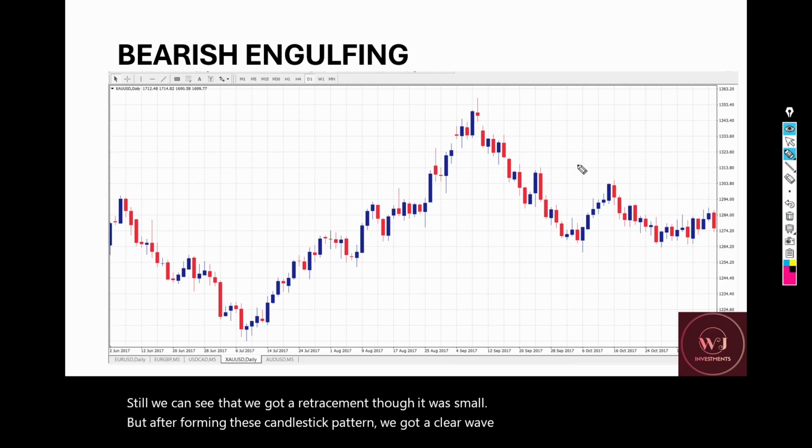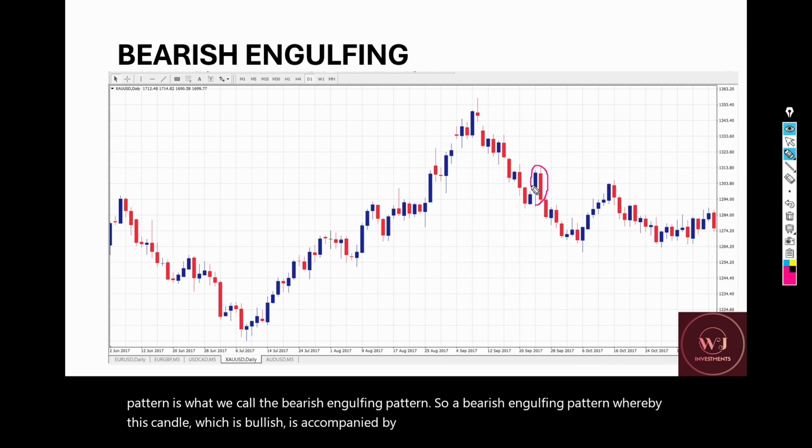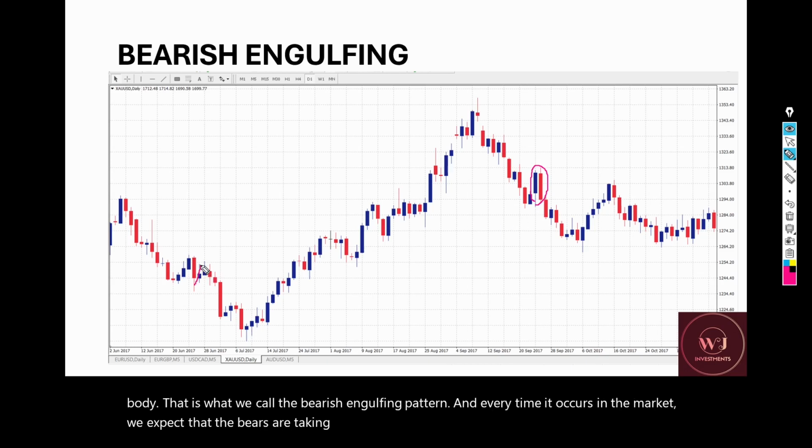So this candlestick pattern is what we call the bearish engulfing pattern. A bearish engulfing pattern is whereby this candle, which is bullish, is followed by a bearish candle, and that candle covers its entire body. That is what we call the bearish engulfing pattern. And every time it occurs in the market, we expect that the bears are taking over. So for example, it also happened right here.